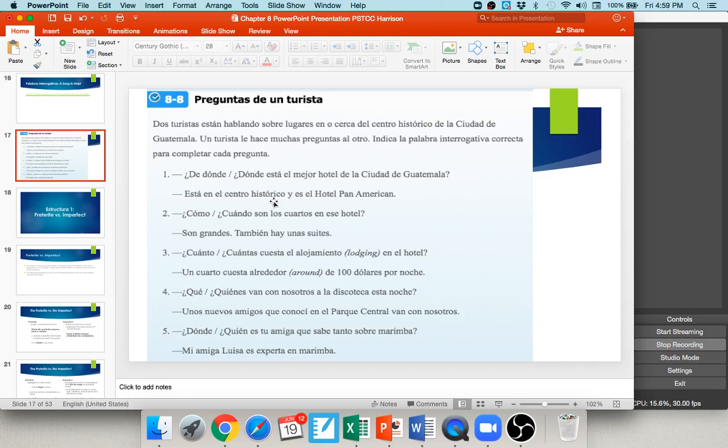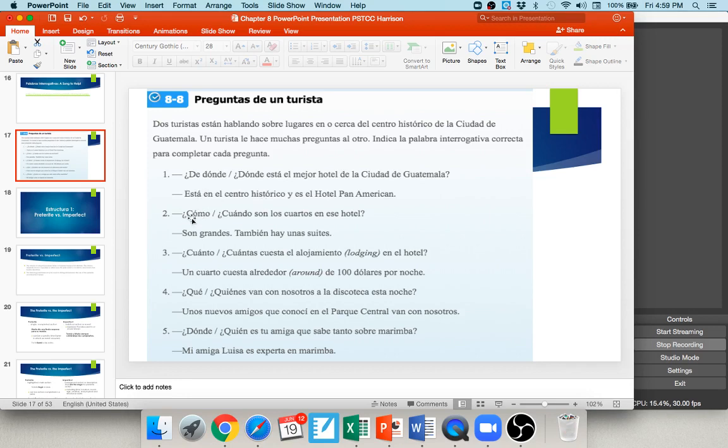Number one, either de dónde, from where, or dónde está, where is, el mejor hotel de la ciudad de Guatemala. So from where or where is the best hotel in Guatemala City? Well, automatically, you wouldn't say from where is the best hotel. We're just going to say where is, dónde está. And that just makes sense. We don't have to keep reading, but we can. It's in El Centro Histórico y es el Hotel Panamérica.